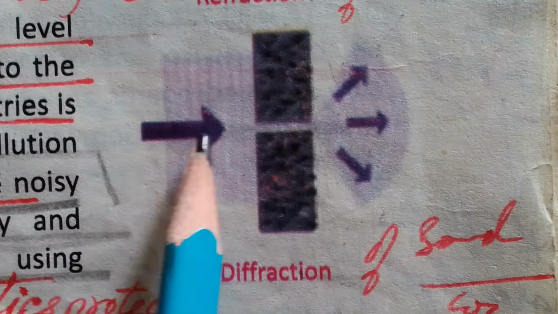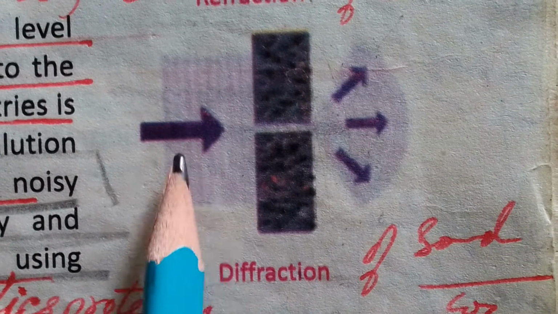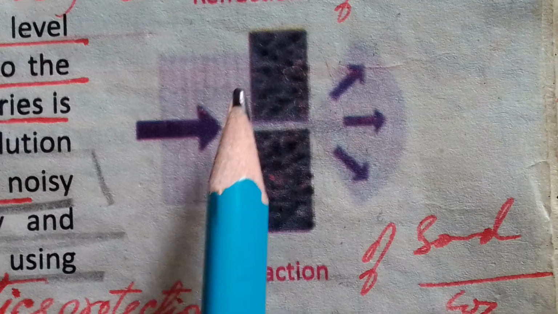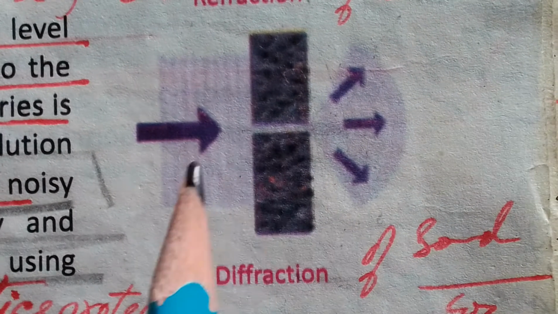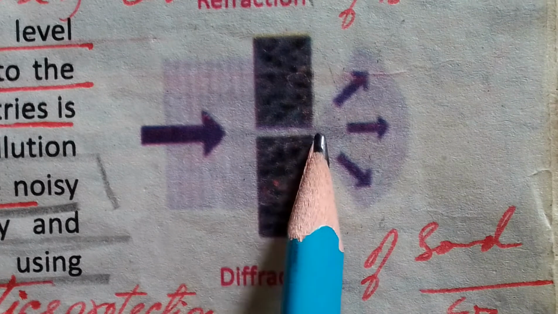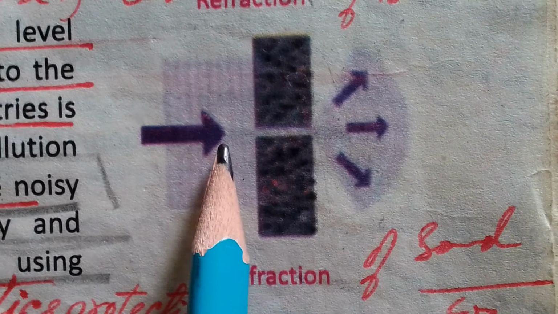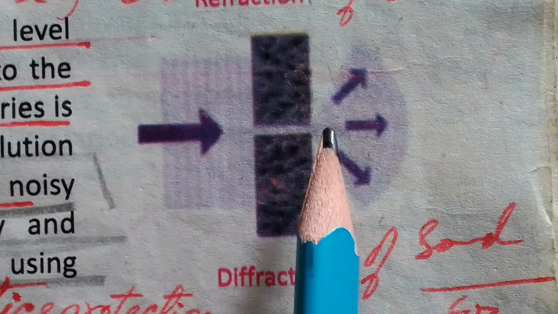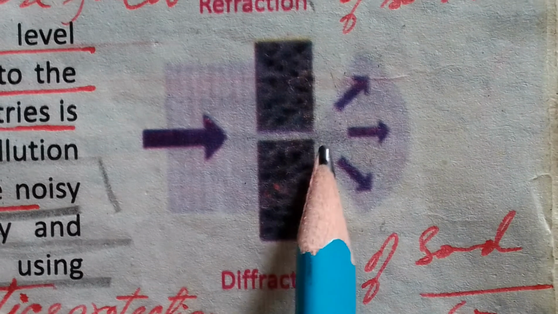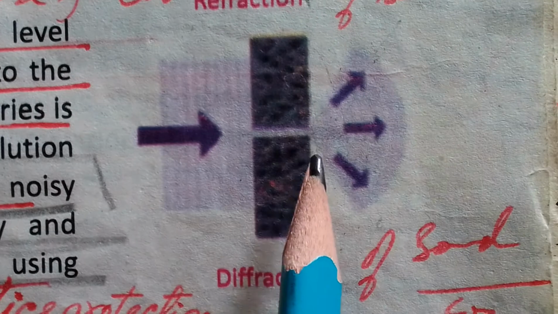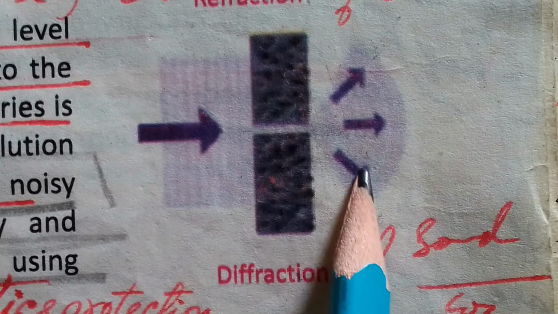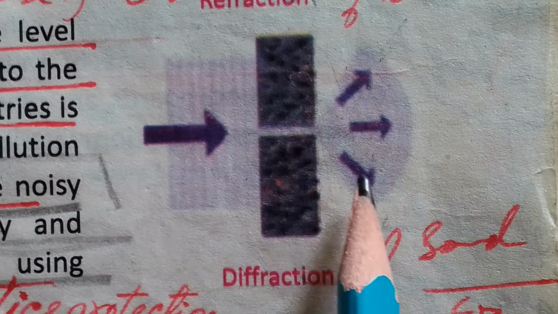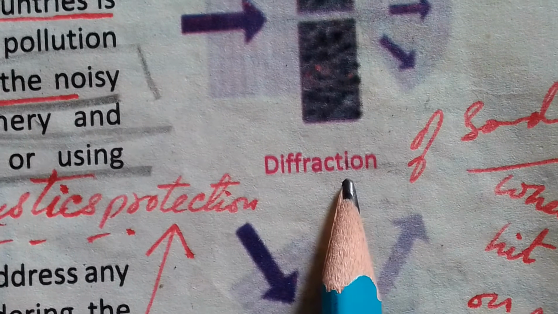When sound waves travel in a medium, these hit a hurdle or barrier or obstacle with the condition that there is a slit in that hurdle. When these sound waves pass through this slit, on the outer corners, these sound waves are bent. These bend. Here you see, these bend on the corners. Bending on the corner is known as diffraction.